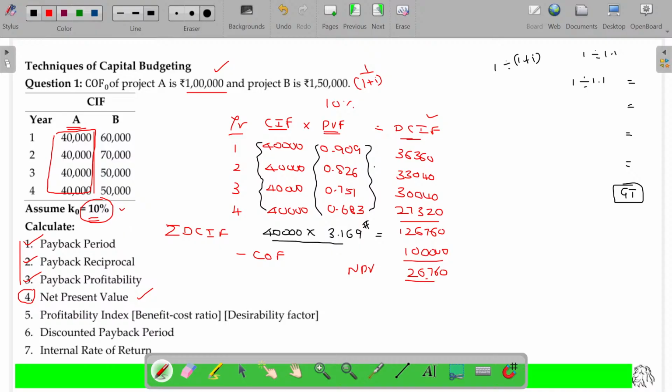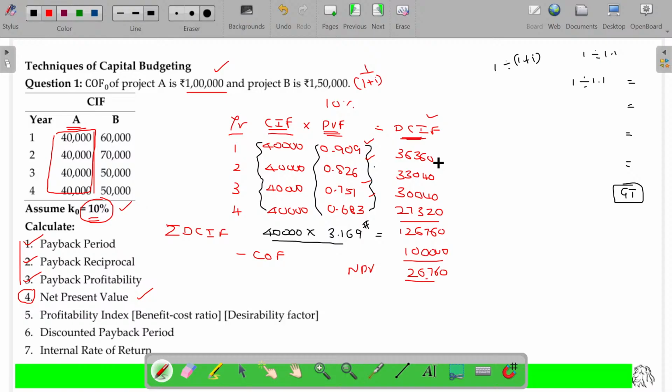So the present value factor at the rate of 10% for year on year is given here. We found this. Usually it may be given in your exams. If it is not, no issue, you can find it out easily. Multiply the cash inflow with the PV factor for the applicable cost of capital to find out the discounted cash inflow.